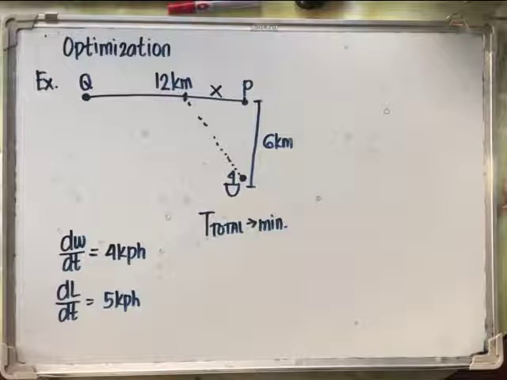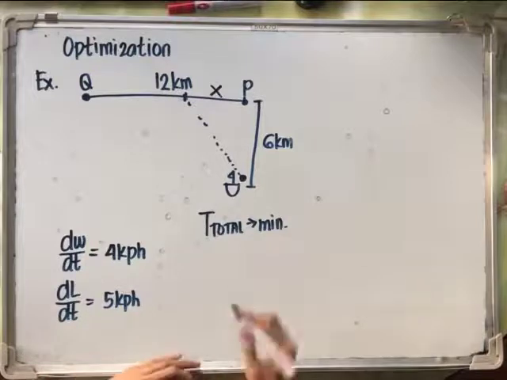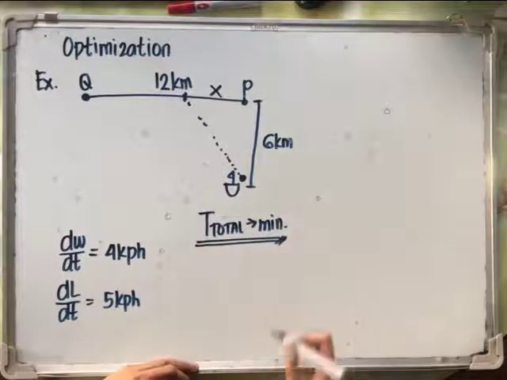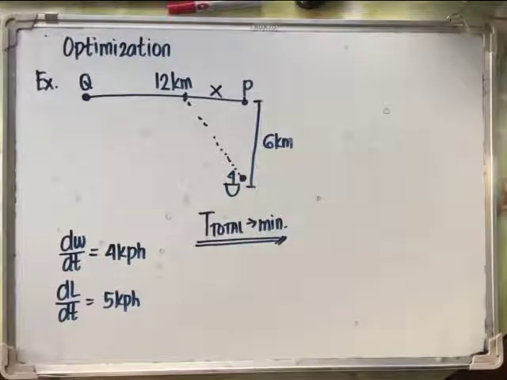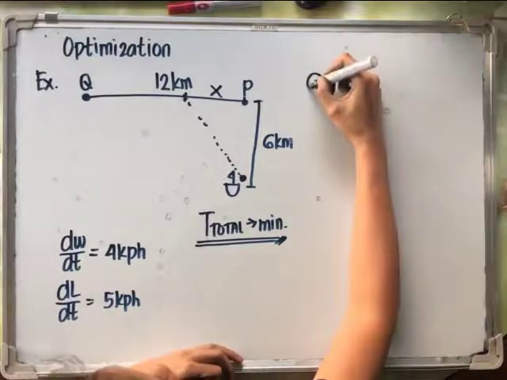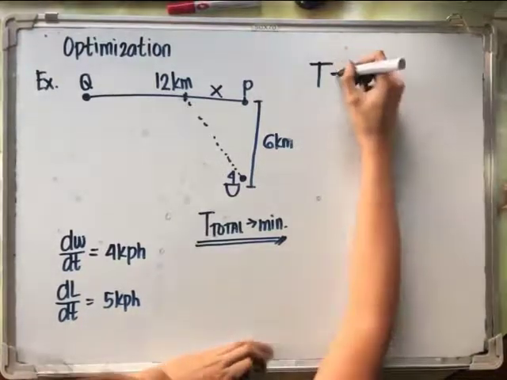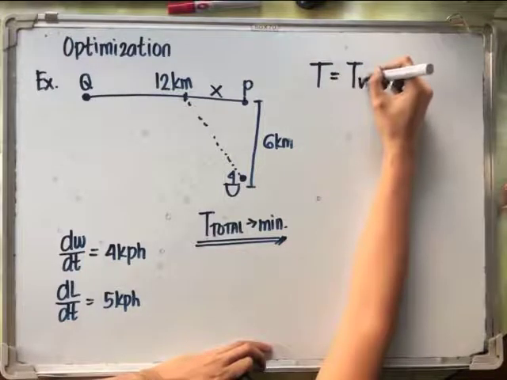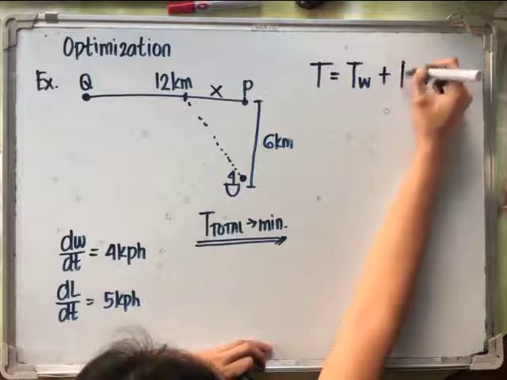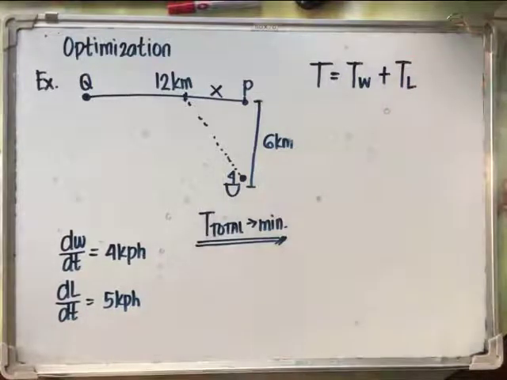So, for what I've taught you kanina, for all optimization problems, the first step always is to establish the relationship that you wish to optimize. What is that equation that you wish to optimize, which is you wish to minimize or to maximize? In this case, the problem is asking us to minimize the total time travel. So, if we talk about the total time travel, let's have it as capital T. Is that equal to the time traveled along water plus the time traveled along land?